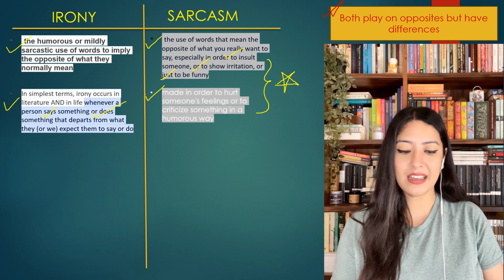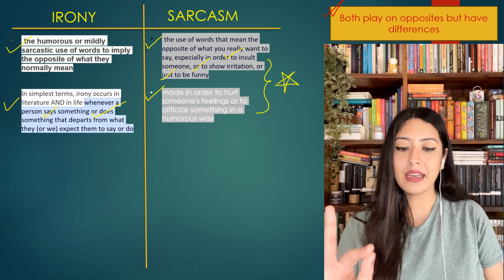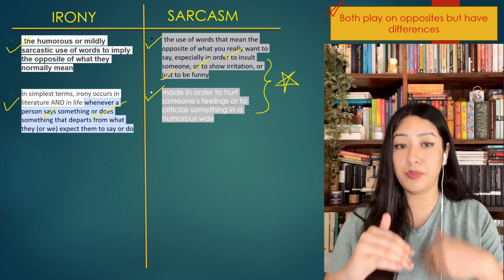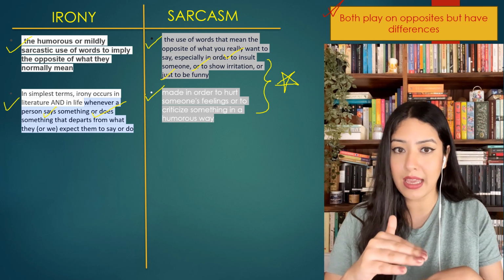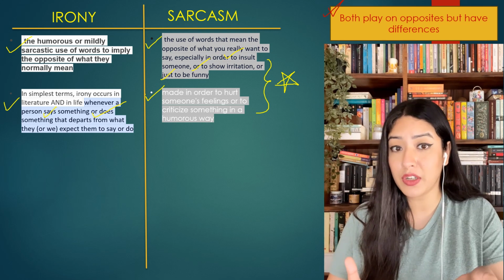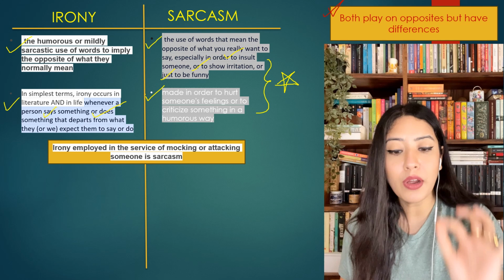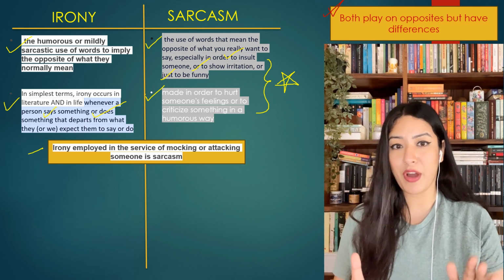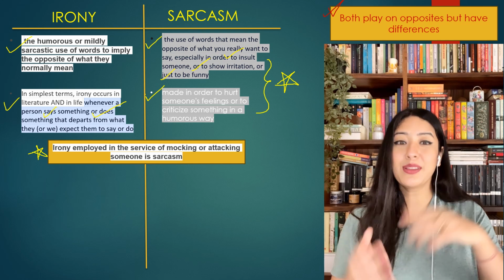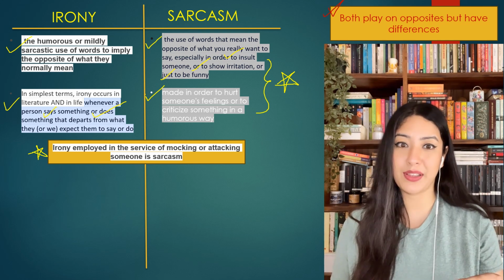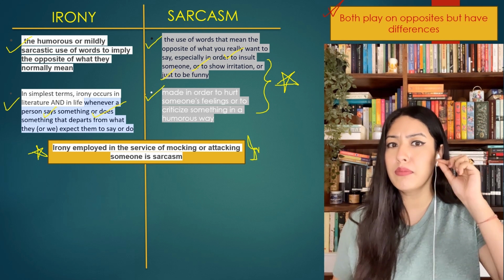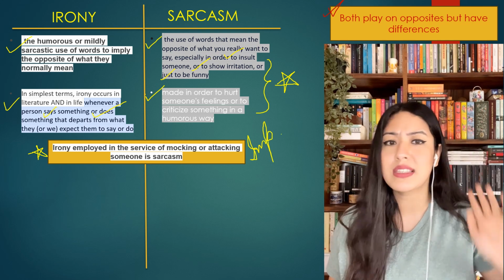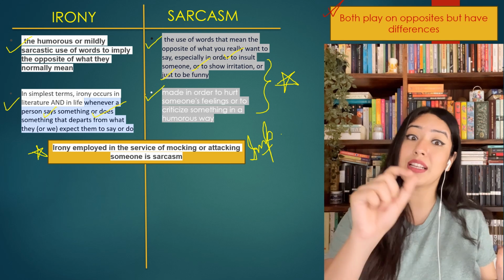Now see here, I'll give you one thing. Irony, that is, saying something, meaning something opposite to what you're saying, doing something opposite to what you're expected to do. Irony employed to mock or attack someone is sarcasm. So this is the similarity and difference between the two. When you're using irony with the motive of insulting someone, that is sarcasm. When you don't have the motive of insulting someone, that is not sarcasm, that is just irony.